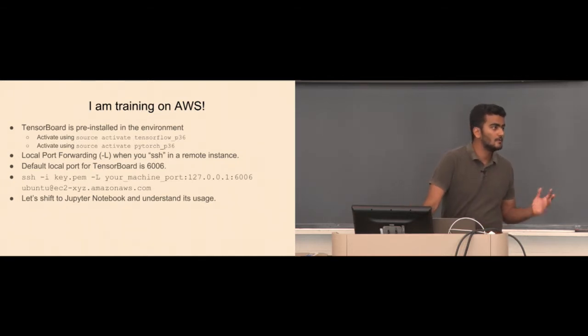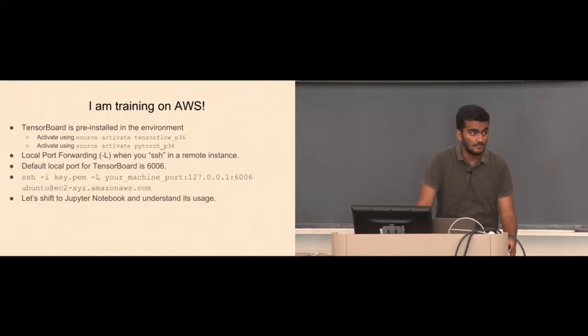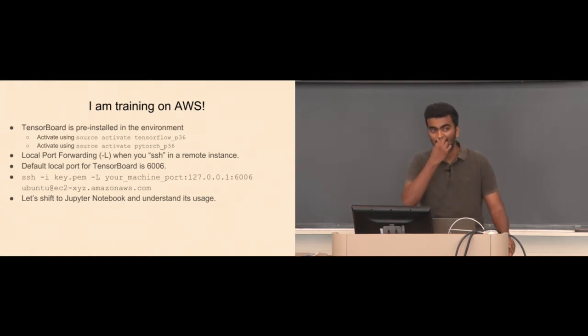Now, how exactly can we run TensorBoard on AWS? Because a lot of you are going to use AWS while training your models. TensorBoard comes pre-installed in the deep learning AMI that you use for the instances on AWS. You just have to activate the environment that you're using. If you're using PyTorch, you use pytorch_p36 for Python version 3.6. If you're using TensorFlow, you activate the same environment, and TensorBoard is pre-installed, so you don't have to worry about that. But if you're training on AWS, you'll not be able to see what is happening in the network because you don't have a browser there.